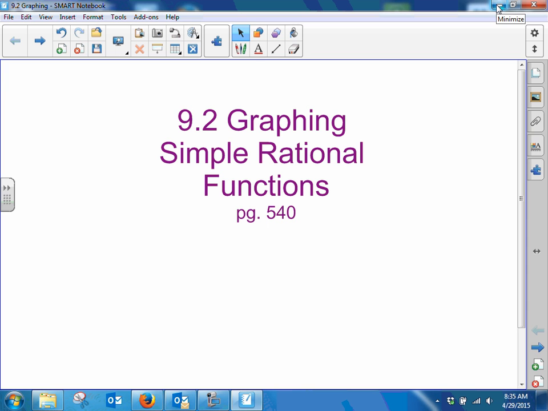In 9.2, we're going to graph today and we're going to graph tomorrow. Today is the basics, basically. They're going to be the simple rational graphs. We're going to look at two different kinds.